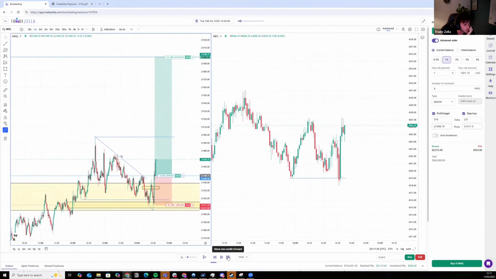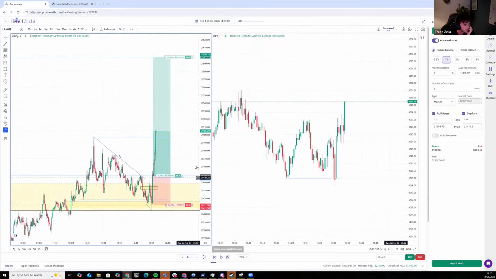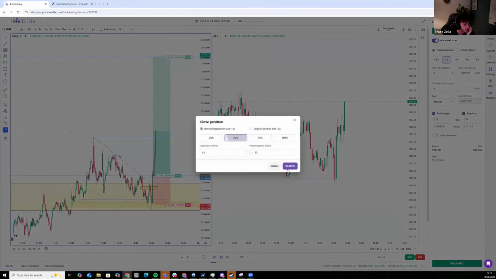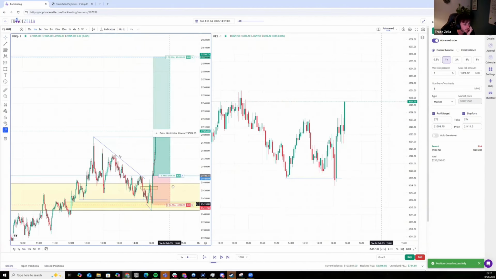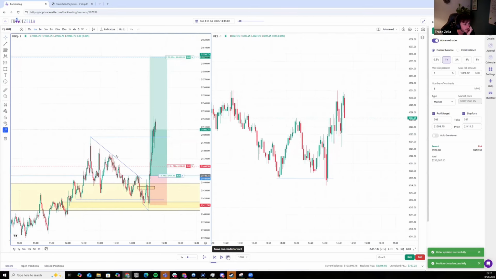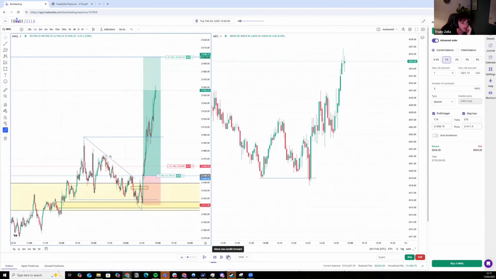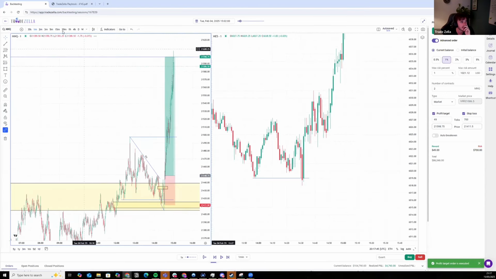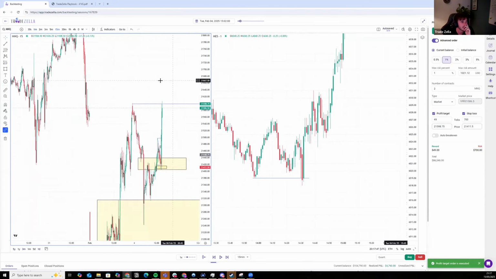So we start to move up, first TP hit, close 50%, drag the stop loss up below there or somewhere. And we just leave the runner, and then that gets hit. So that's our draw on liquidity hit for today.